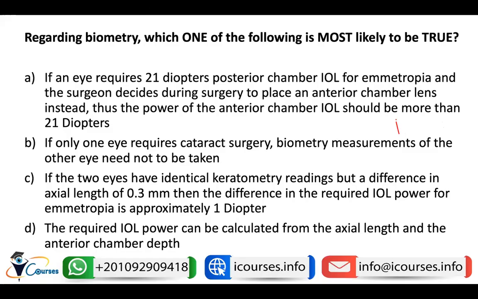Regarding biometry, which one of the following is most likely to be true? If an eye requires 21 diopter IOL placed in the bag, this will cause the patient to be emmetropic. And for some incident like rupture of the posterior capsule, vitreous loss or total loss of the capsule, the surgeon decided to place this intraocular lens in the anterior chamber. What will be the difference in the IOL power? It will be increasing, decreasing, or the same.